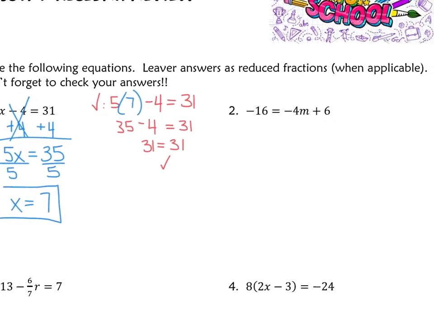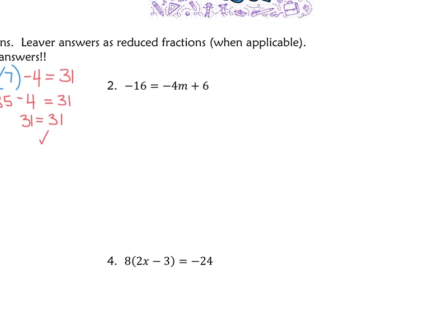All right, looking over here at number 2, we have negative 16 equals negative 4m plus 6. So again, I'm going to undo the addition and subtraction first. So I'm going to subtract 6 from both sides. Negative 16 minus 6 is negative 22. This is going to equal negative 4m because when I subtracted 6 on one side, it undid that plus 6 that was there. And remember that the equal sign is like a scale where you have the two sides that are trying to be balanced.